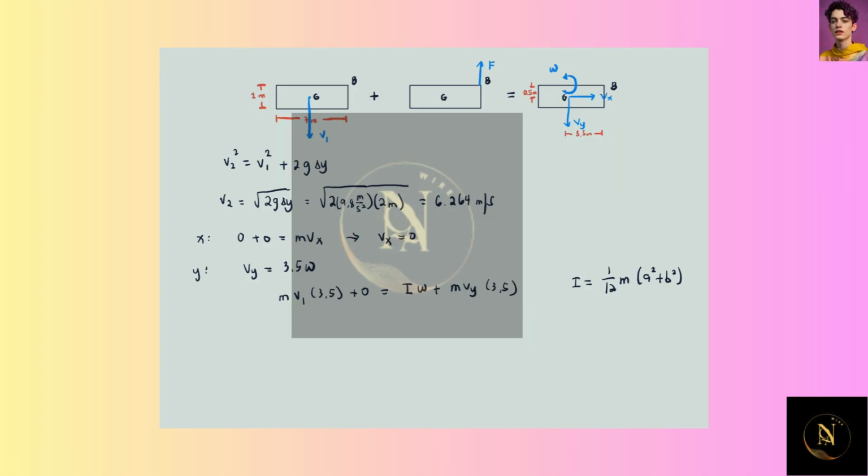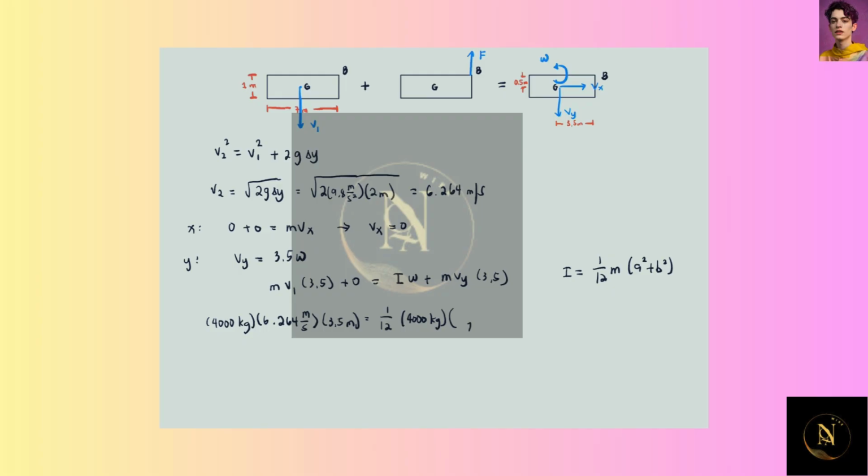So our equation becomes 4,000 kilograms times 6.264 meters per second times 3.5 meters equals 1 over 12 times 4,000 kilograms times 7 meters squared plus 1 meter squared, then times omega, plus again 4,000 kilograms times 3.5 meters times omega times another 3.5 meters.